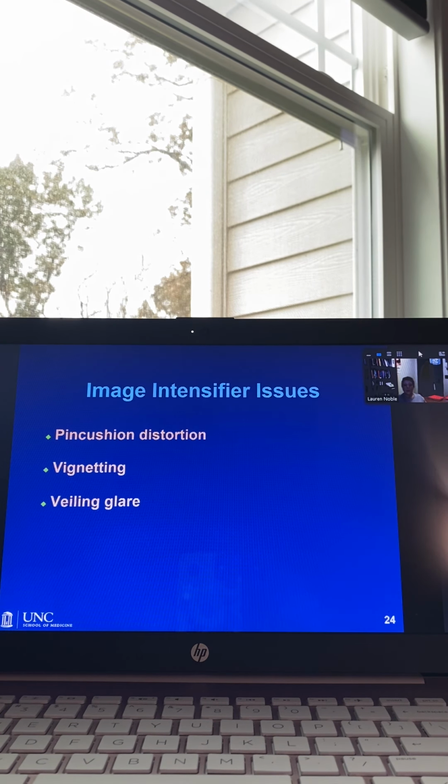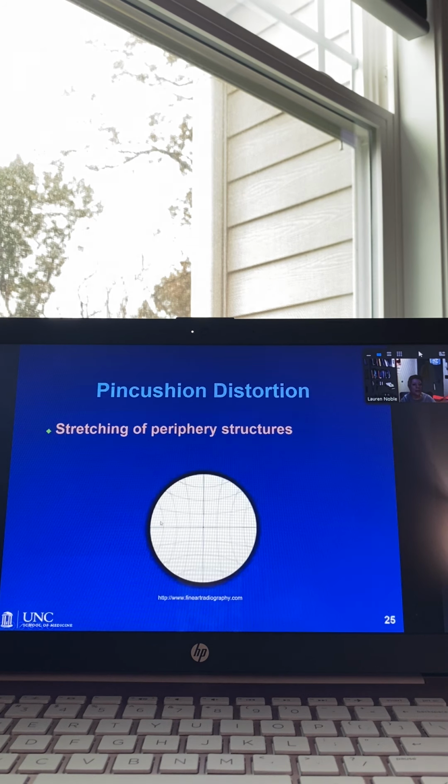All right. So we did the image intensifier, and then we also did the video camera. There are just a few things that you need to know about the image intensifier, some issues that exist, and these are the names: pincushion, vignetting, and veiling glare. Okay. Basically, that is what pincushion distortion is when you look at the monitor.